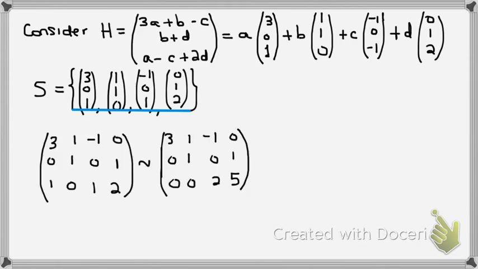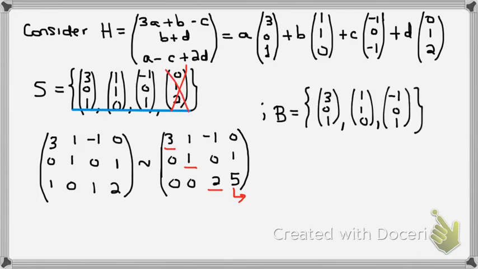So I've placed this matrix into row echelon form, and I'm identifying now 3 pivot columns. So we know that the last column is a non-pivot column, which tells us that we need to eliminate the last vector from S. Hence, a basis for H is going to be given by this set of vectors. So now we simply count the number of vectors in the basis, and we find out that the dimension of H is equal to 3.